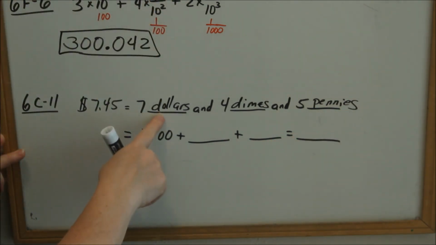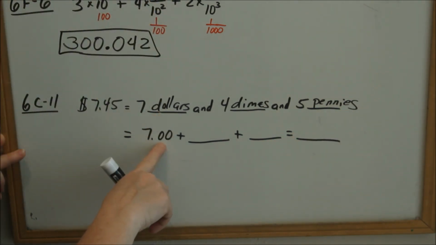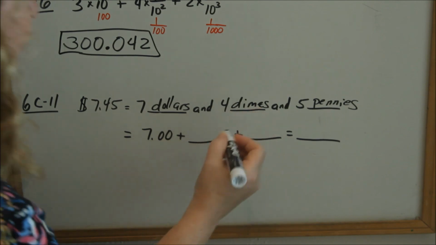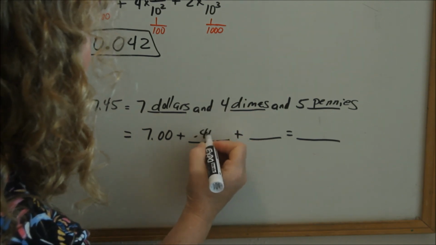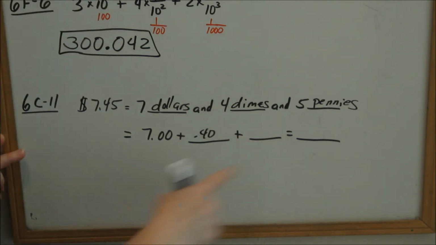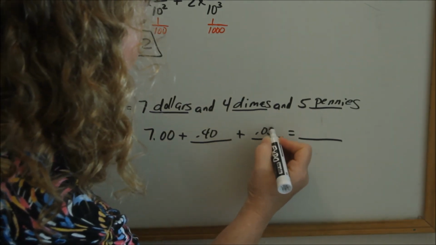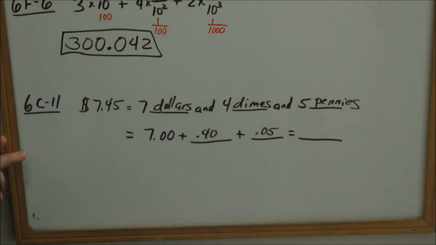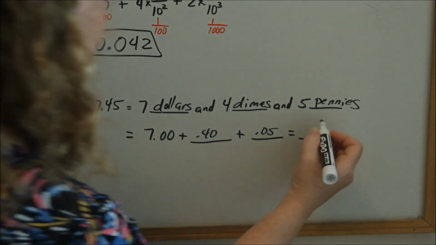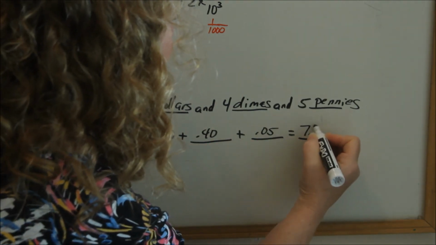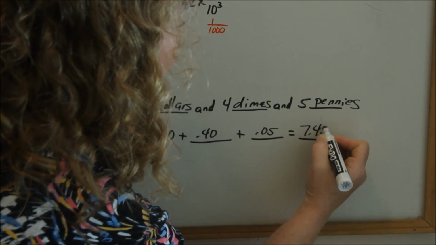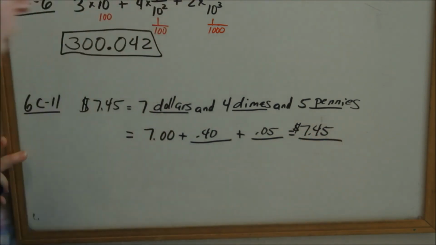Okay, $7 is written this way in money. 4 dimes is written as 0.40, that's 40 cents. 5 pennies is written as 0.05, 5 cents. Then when you add these all together, you should get what you started with. $7 plus 40 cents plus 5 cents is $7.45.